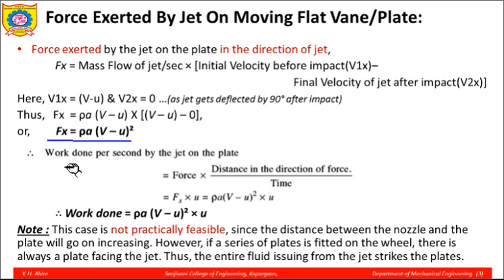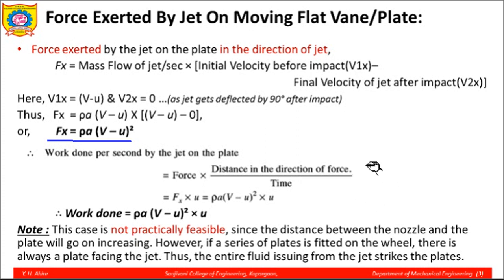Okay, work done per second. Now this is important. The work done per second by the force due to the jet on the plate is equal to the force exerted into the distance in the direction of force divided by time. See, in our earlier cases we discussed force exerted by the jet on the stationary plates. There the plates were stationary, that's why the distance moved by the plate was 0 in all cases.